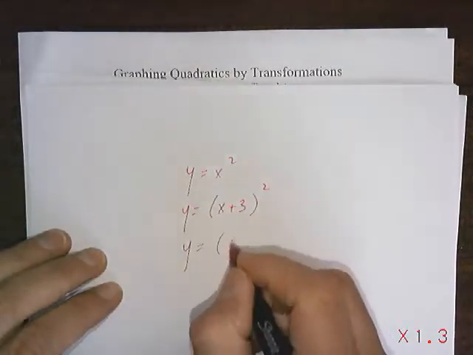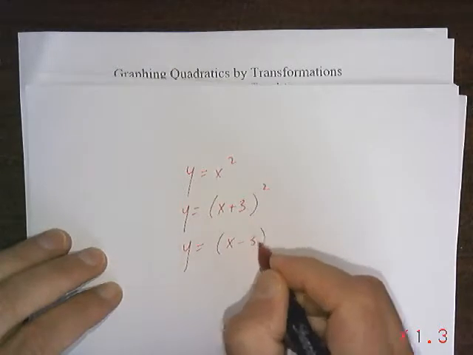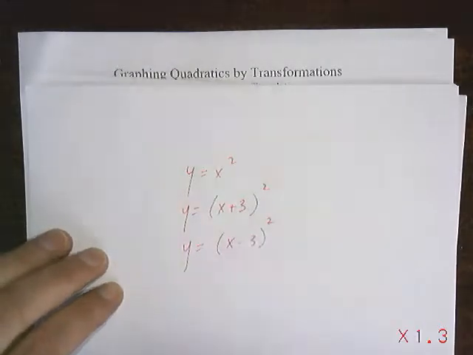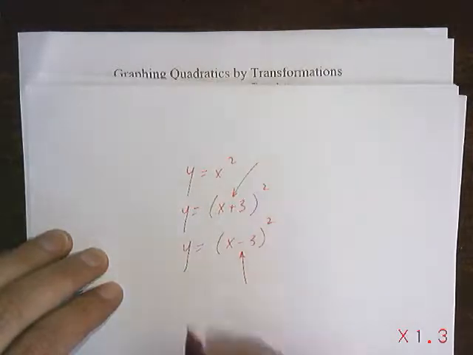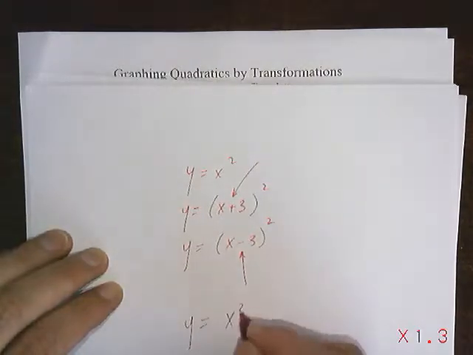Below that, do (x minus 3) squared. Notice the difference. Notice what the plus does. Notice what the negative does. Then I want you to graph y equals x squared plus 3.